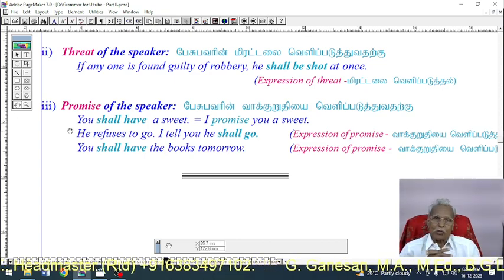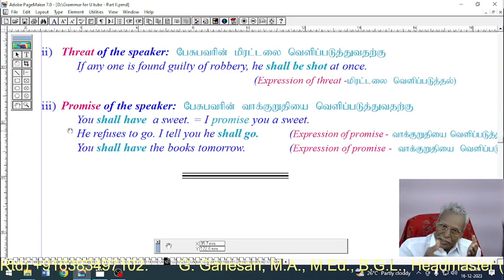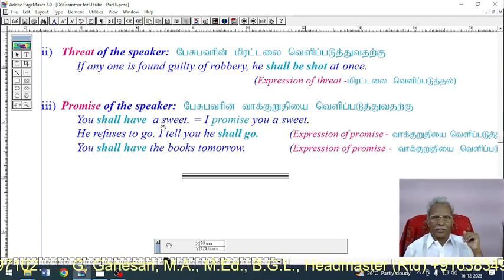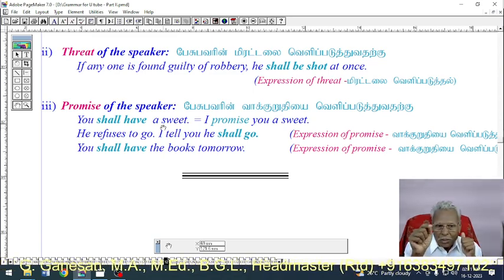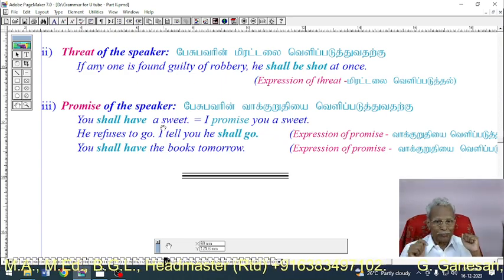Then the next use: promise of the speaker. To express the promise of the speaker, shall can be used in the second and third person. You shall have a sweet. It is the promise of the speaker. That means, I promise you a sweet.